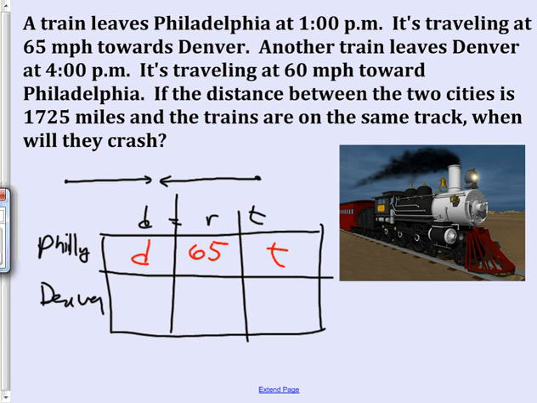I know that the distance between Denver and Philadelphia is 1725. I can't just put 1725 there. 1725 minus D. Raise your hand if you did that part right. Good. And the next part, rate. I know that. 60. And then the time. I can't just put T because that would imply that it was the same amount of time. But one left at 1 and the other one left at 4. 3 hours difference, so t minus 3. Very good.